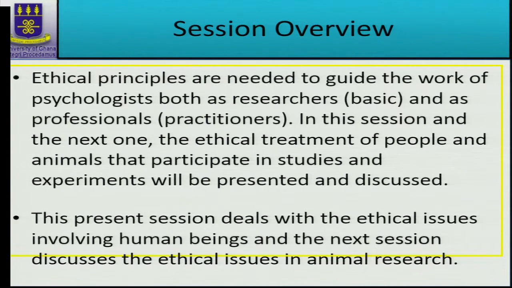In this section and the next one, the ethical treatment of human beings and animals that participate in studies and experiments will be presented and discussed. This present section deals with the ethical principles involving human beings, and the next section looks at the ethical principles in animal research.